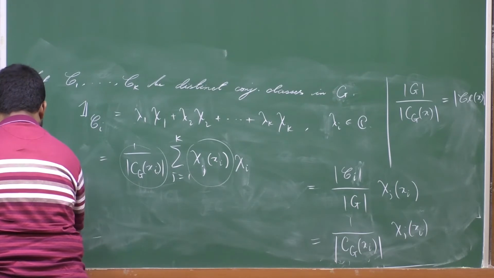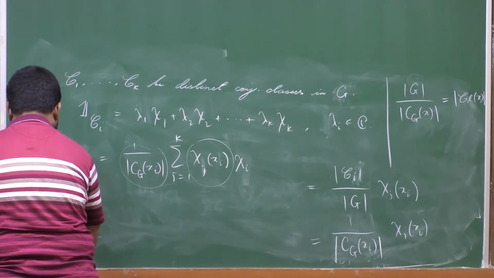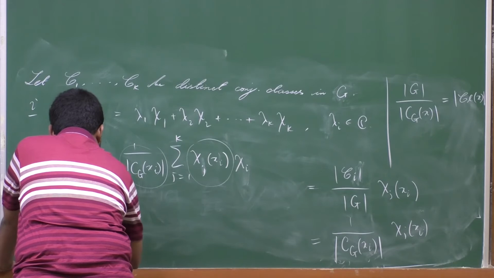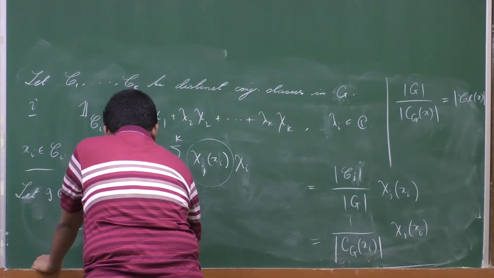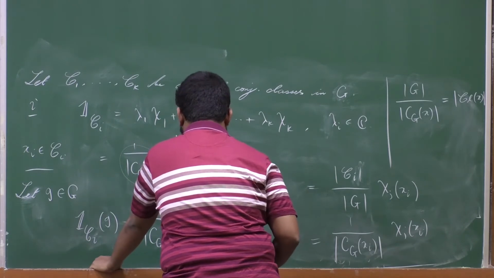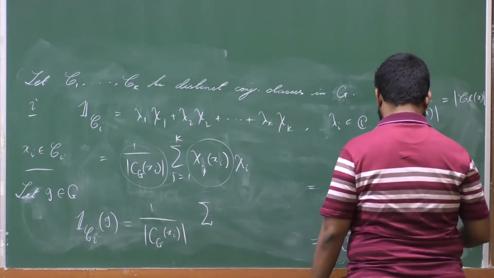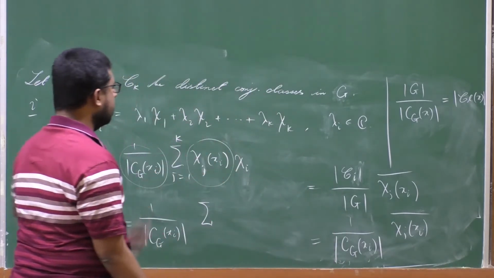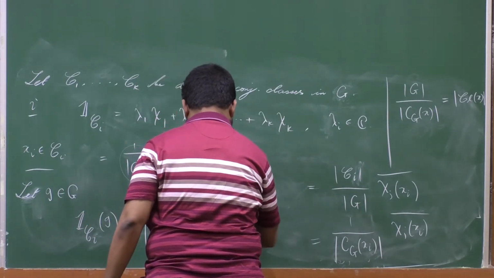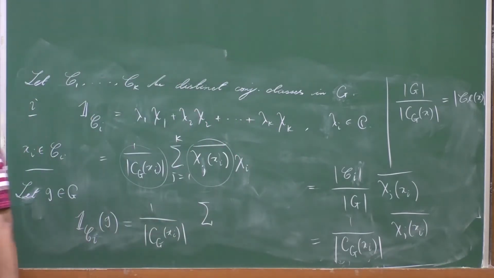Now let us consider another element, let us say small g in capital G. Then the above immediately says the following. I think I have just made a very small mistake: while you take the inner product, you have this complex conjugation in one of them. So this is chi_j of x. Maybe I should write it like this.